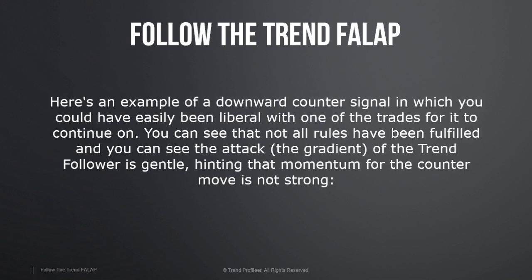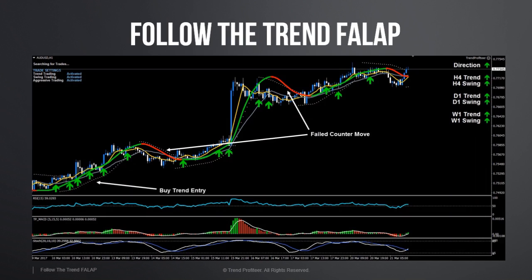Here's an example of a downward counter signal in which you could have easily been liberal with one of the trades for it to continue on, whether you have one trade or two trades. You can see that not all rules have been fulfilled, and you can see the attack, in other words, the gradient or the angle. The moving averages are really the prime thing that we look at, as well as the trend follower. In this case, you can see that the trend follower is gentle, hinting that momentum for the counter move is not strong. So let's have a look.